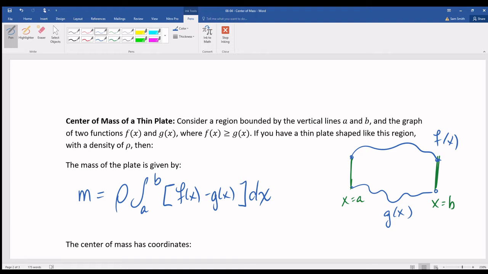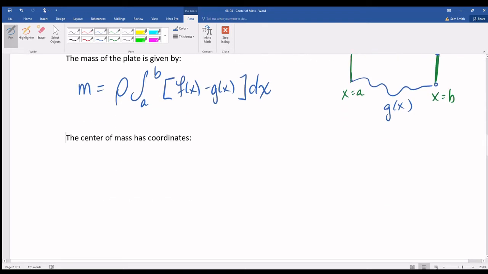Then the question is, what is the center of mass? Now, this can be a little bit difficult to justify at this point, and we won't take time to go through how this formula is derived. But for right now, we're just going to state it.